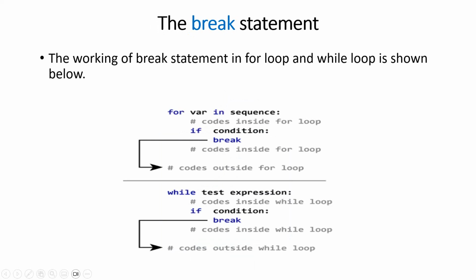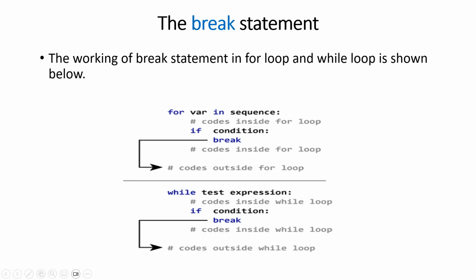So here we have a code snippet showing how break works inside the for loop and the while loop. Working of the break statement in the for loop and while loop is shown below. For variable in a sequence, inside the for loop there is a condition. If the condition is true, the break statement will be encountered. Then control will come out of the body of the for loop, that means to the next statement after the for loop. In the while loop also, if the break statement is encountered, the control will come out of the body of the while loop, that is, to the code outside the while loop.